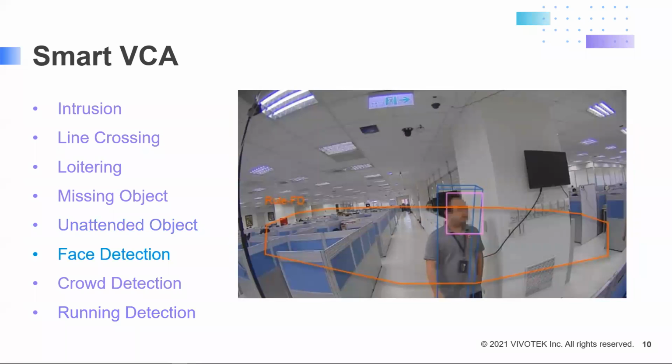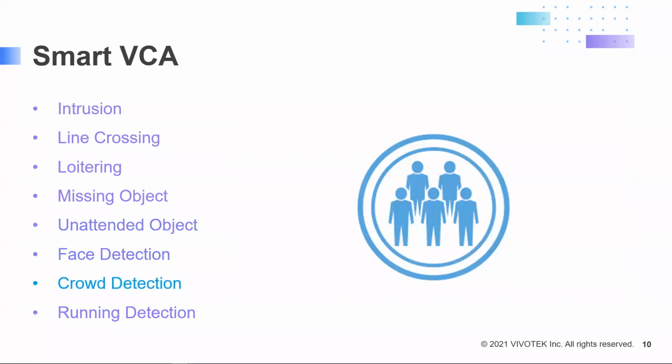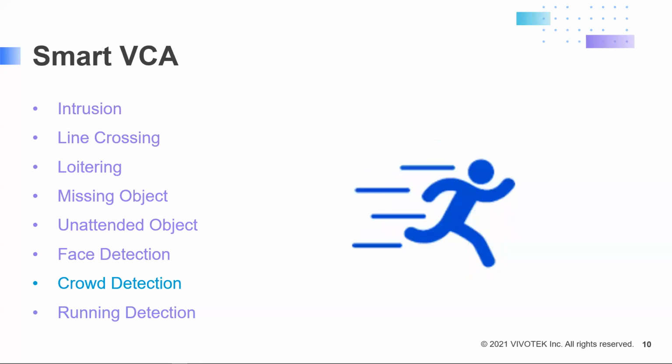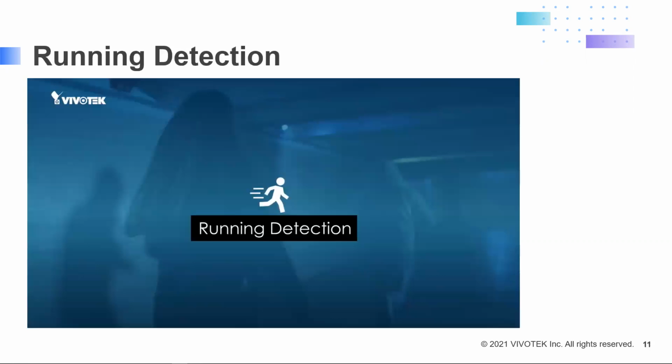Another human-based VCA is face detection, and this is to detect and track faces within the camera's field of view. Okay, this is going to be facial detection, not recognition. And then we also have added crowd detection to certain Vivotek cameras. This is another one that's been added to our VCA suite, and I'll talk more about this one with the Smart 360 VCA.